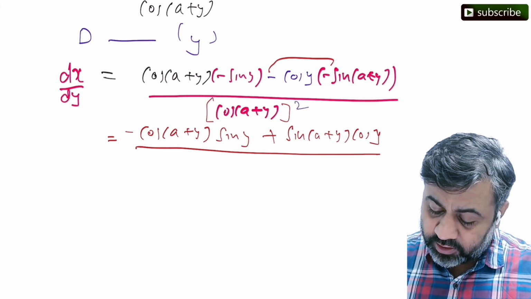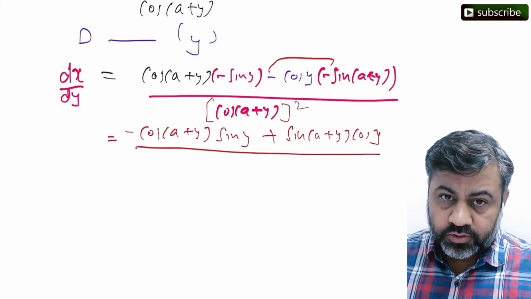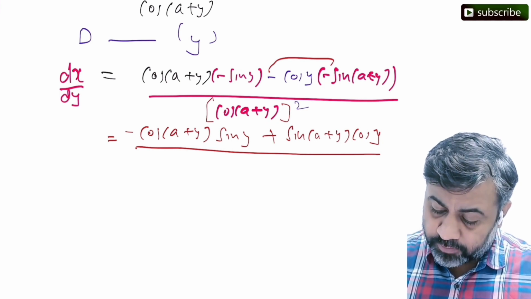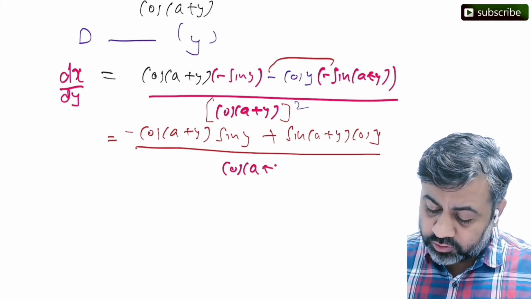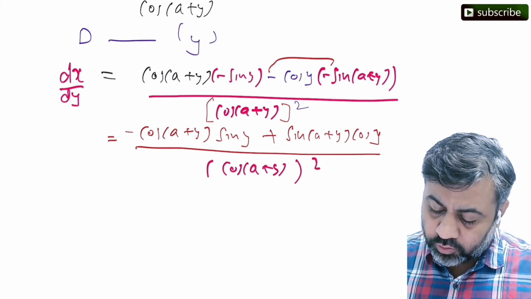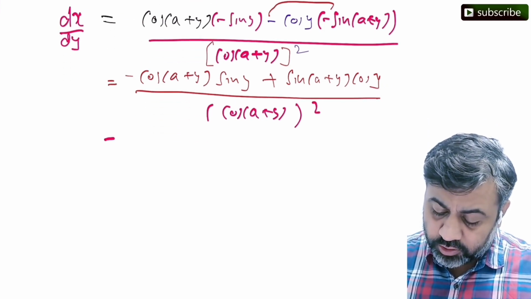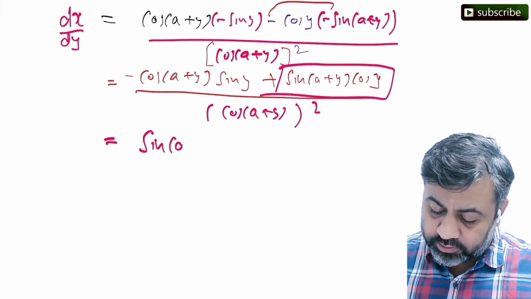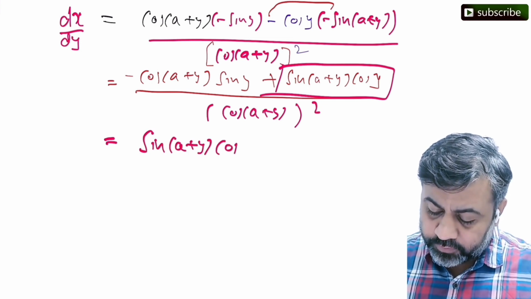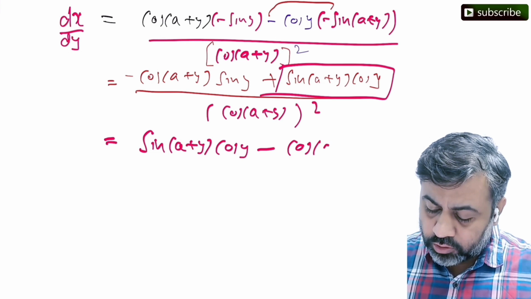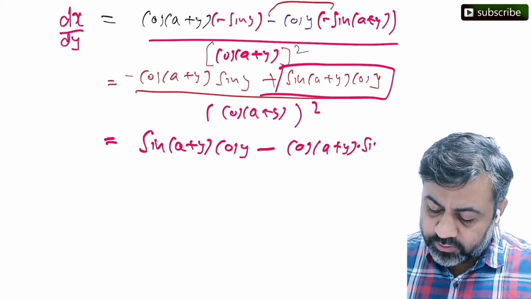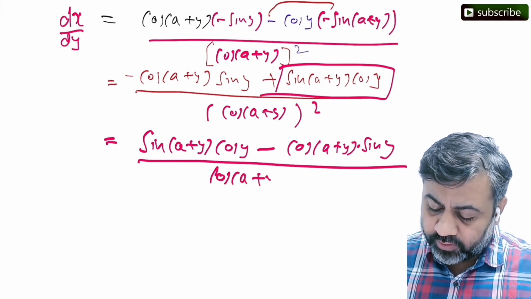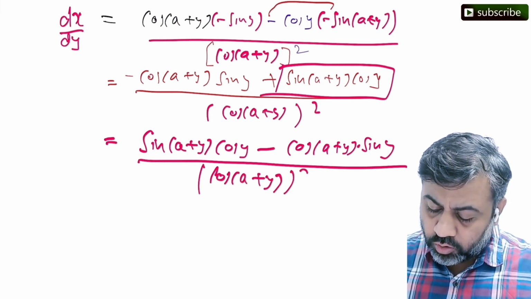Cos of a plus y the whole square, v square, right? Denominator में v square आएगा, right? So what we do here is I'm just keeping the denominator as it is, cos of a plus y the whole square. थोड़ा simplify कर लेते हैं इसको. So I'm just going to write this first. So क्या हो गया ये? This is sin a plus y cos y minus cos a plus y sin y, everything divided by cos of a plus y the whole square.